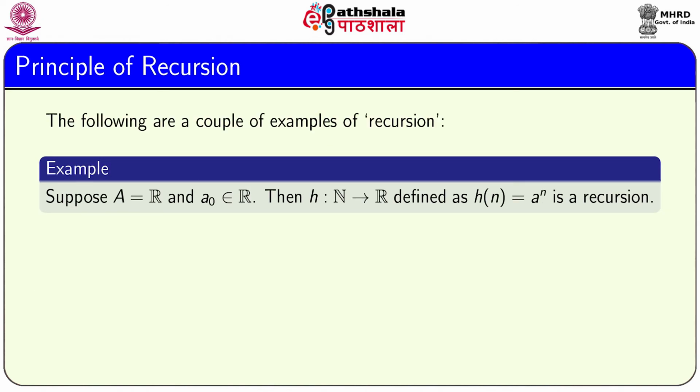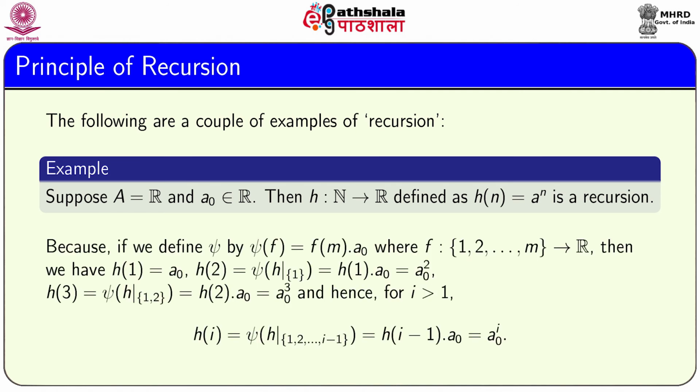The following are a couple of examples of recursion. Suppose A is the set of real numbers and a0 is a point in R. Then h from N to R defined as hn is equal to a0 to the power n is a recursion, because if we define psi by psi f is equal to f(m) multiplied with a0, where f is a function from the section of natural numbers 1 to m to R, then we have h1 is equal to a0, h2 is equal to psi of h restricted to 1, which is equal to h1 times a0, and that is equal to a0 square. Similarly, h3 will come out as a0 cube, and hence for any i greater than 1, we have hi is equal to a0 to the power of i.